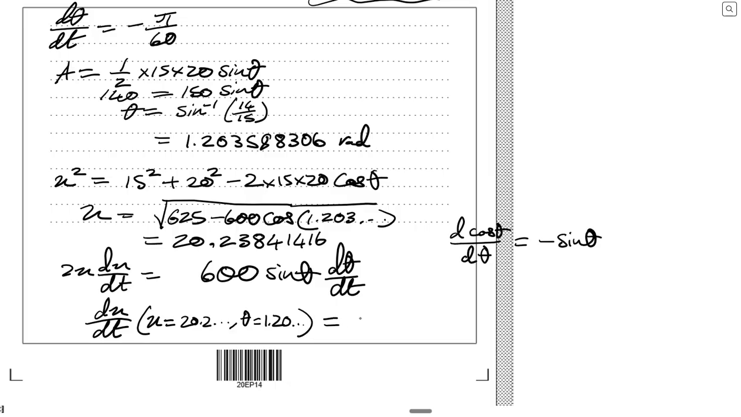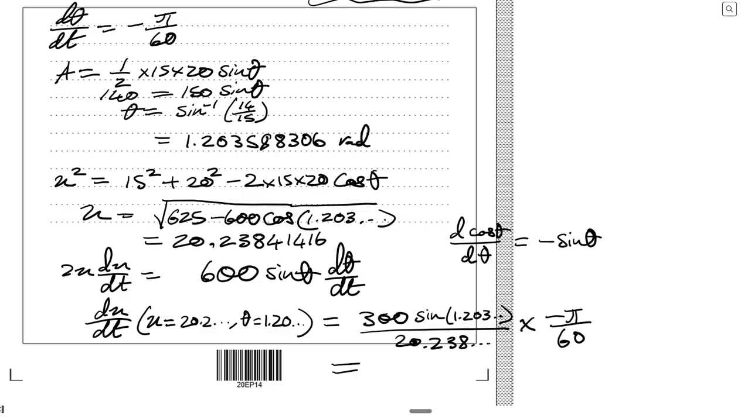is equal to 600 divided by 2, that's 300. 300 sine theta. Oh, we just found out 1.203, right? Divided by x we just found out as well, 20.238 times d theta dt, which we were given, right up here. So just use that, and all we have to do is plug this in and find our answer.